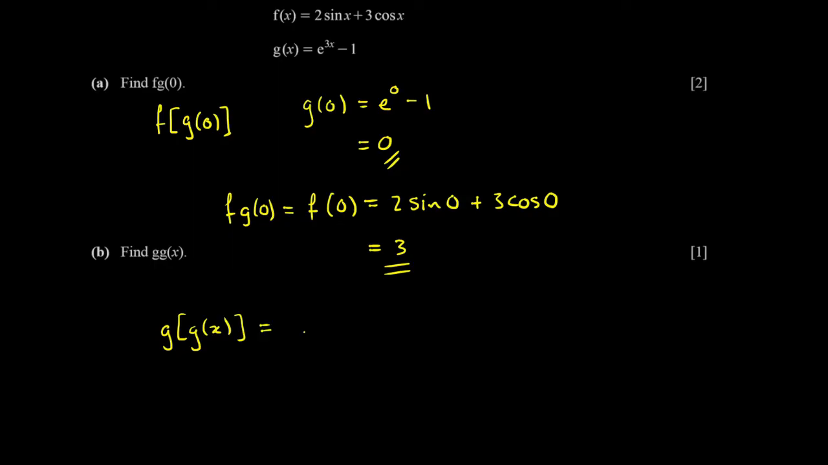And if we do that, we're going to get e to the power of 3, bracket, e^(3x) - 1, close bracket, minus 1, right? So you can see, hopefully, that this part here is the function g, and what we've done is put it inside of the function g, like that. Okay, and that's going to be our answer for part B.